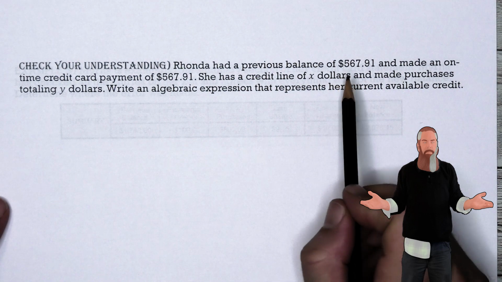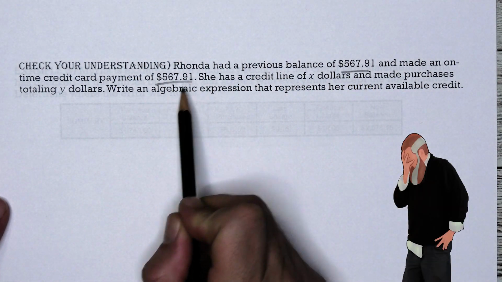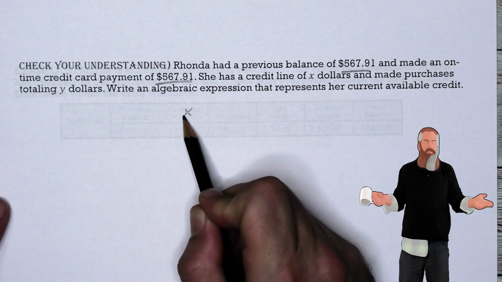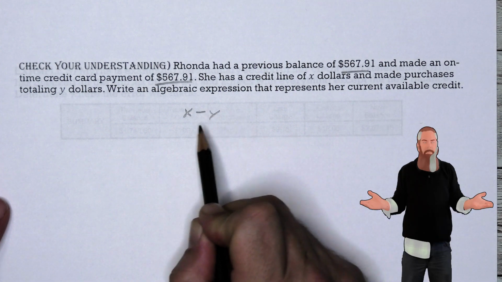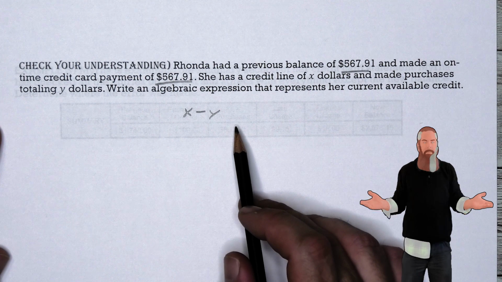Well, to start with, she had a balance of $567.91 and paid that off, so we know that that is zero. Her credit line is a total of X dollars. She made a purchase of Y dollars. That means what's left over will be her available credit.